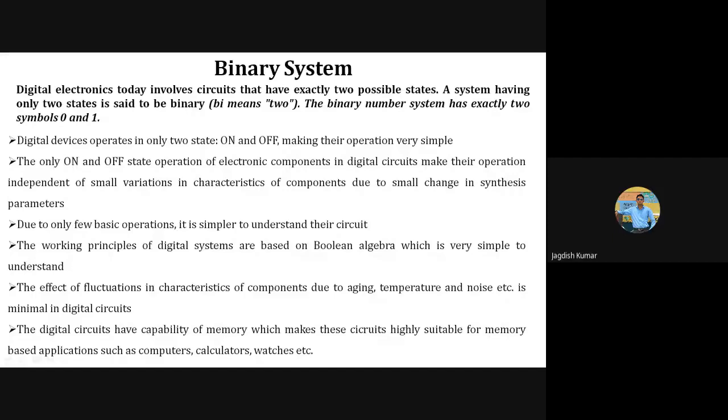Okay, binary system. In binary systems, what you heard was this: the advantages of digital signals, right? Could you hear these points till the end? These are the advantages of binary systems, that they are stable, they have the capability of memory, and their operations are simple to understand. These are all the points which I discussed. I hope that was clear to you. Is it so?